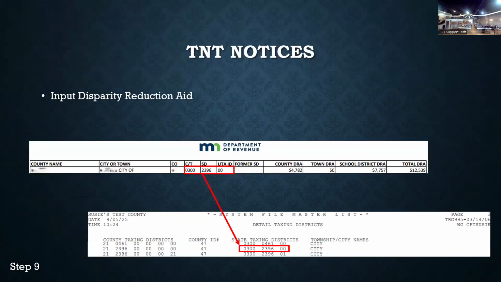You get that sheet from the state that tells you about disparity reduction aid. For those of you who are new and this looks like gobbledygook, I had suggested going into your system file and printing your detailed taxing districts. Because you can go and look at this state taxing district, figure out which one it is on your list. And then here is your CPT taxing district that goes with your state taxing district.